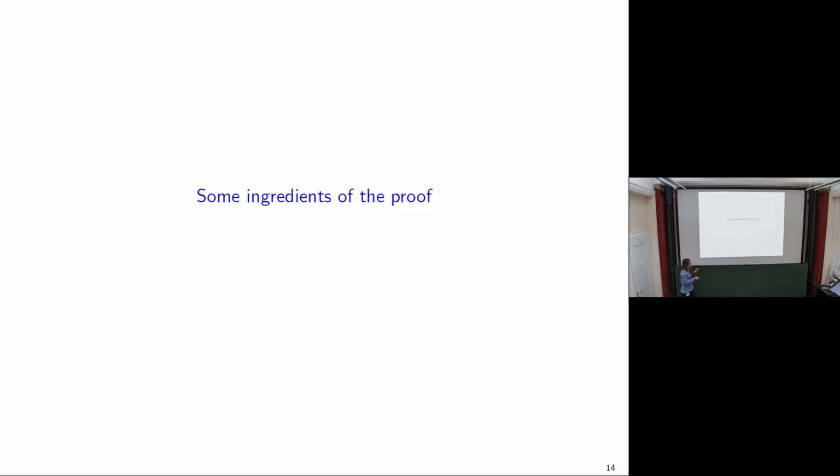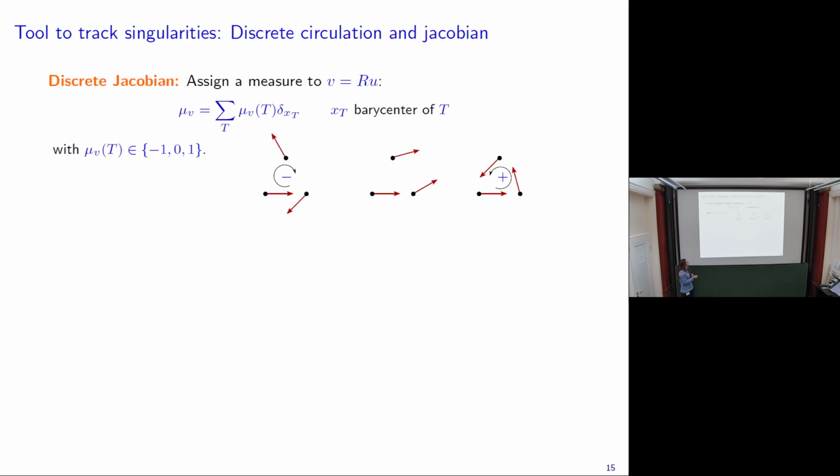So let me give you some ingredients of the proof, at least. So we saw before that we can, in principle, take the Jacobian of the piecewise affine interpolation. But if you really need to put hands on, it's nicer to define something, a discrete vorticity measure, let's say. I'm cheating, I'm not really giving you the definition. But your discrete vorticity measure will be, again, a sum of Dirac masses centered now in the very center of your triangle, and the weight that you put is either -1, 0, or 1.